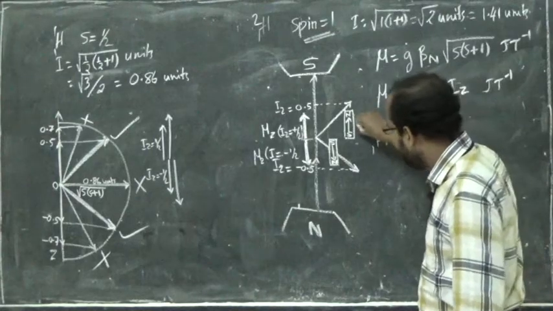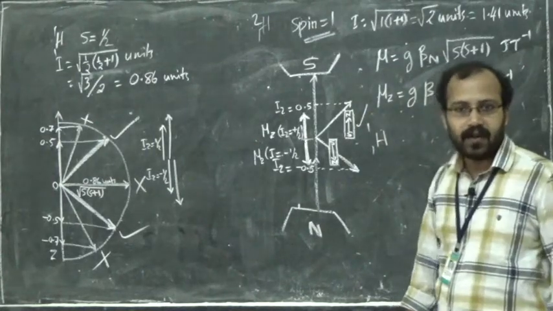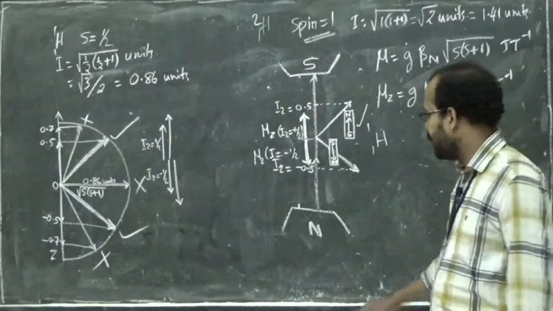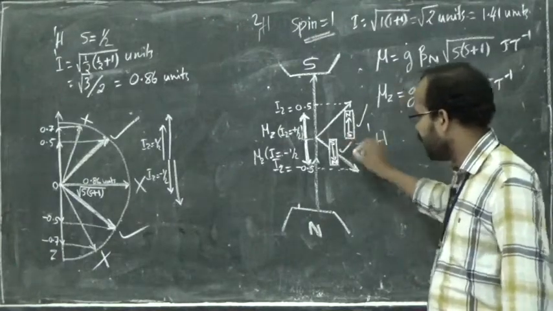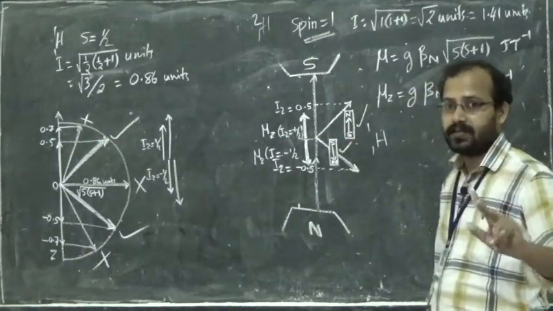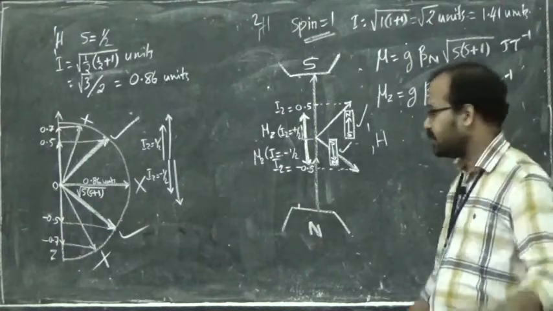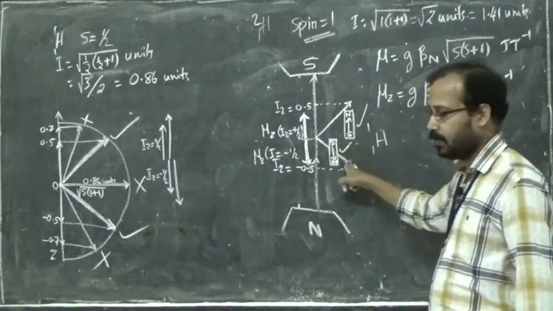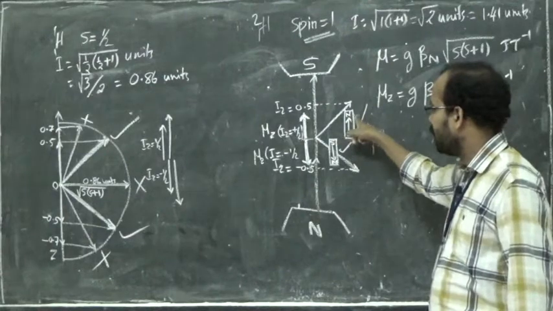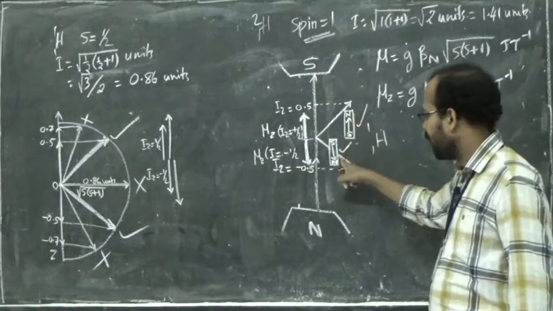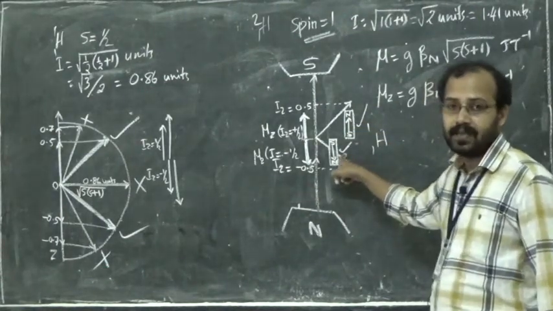So this can be considered as the nucleus in one particular state, and this can be considered as the nucleus in another particular state. Either the hydrogen nucleus will be in this state or the hydrogen nucleus will be in this state.